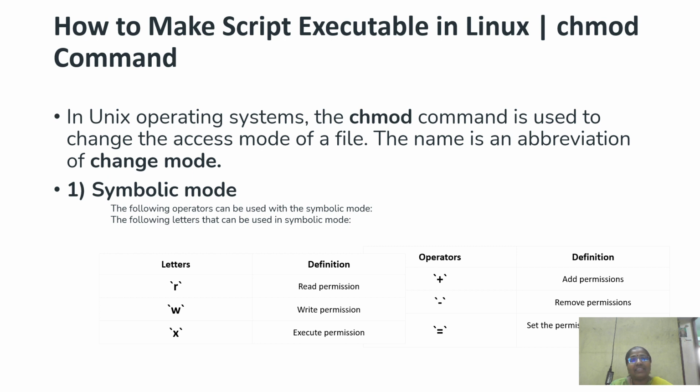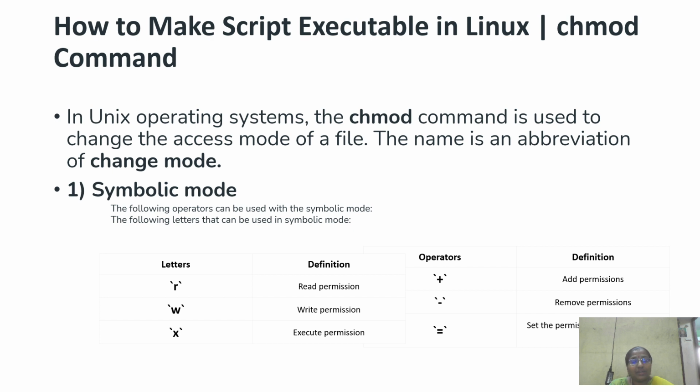The next thing is, after writing a few lines in your script, you have to make the shell script executable. How do you make a shell script executable in Linux? For that, the command you will use is chmod. Ch denotes change, so that is change permissions, change mode. The chmod command is used to change the access mode of your file. The name is an abbreviation of change mode.